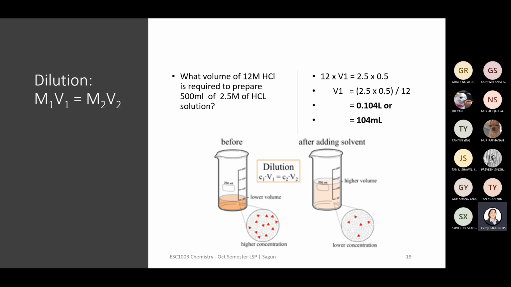Okay, so 12 times V1, you don't know, that is for the HCl. And then you need to have 2.5 molar of HCl times 500 ml, which is equivalent to 0.5 liters. So you just multiply the 2.5 and 0.5 and divide by the molarity, 12. Then you get 104 ml.